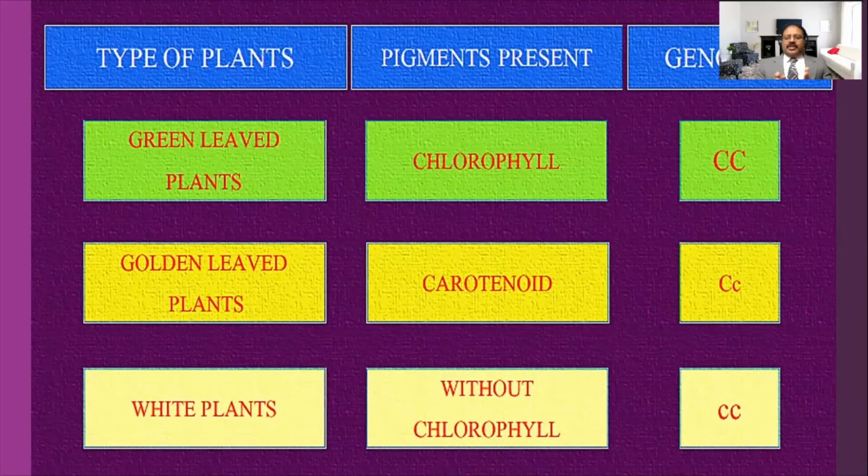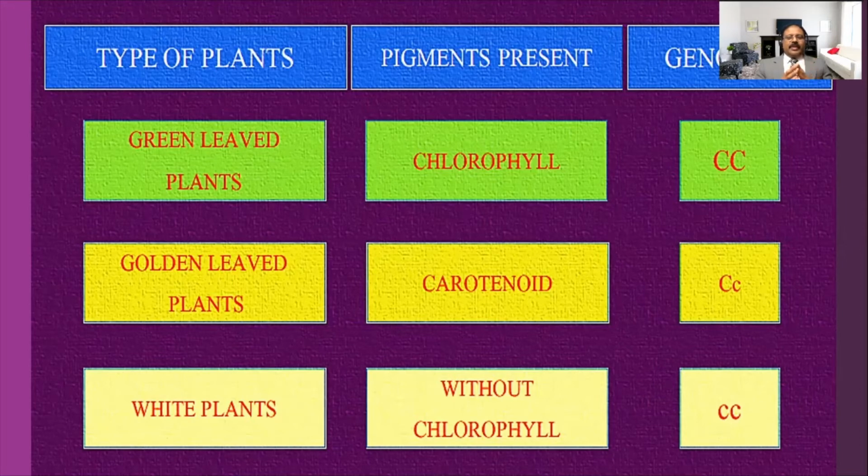The gene controlling the character of chlorophyll is capital C, capital C. So the capital C gene is present in green leaf plants. In the same way, capital C, small c, one dominant and one recessive character, both combined, produce golden leaf plants. You understand? When both are in recessive condition, small c, small c, they cannot produce chlorophyll. So the entire plant is white in color.